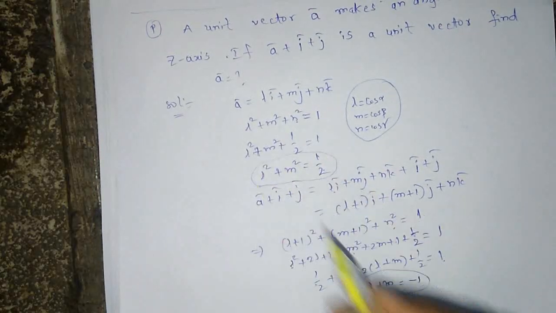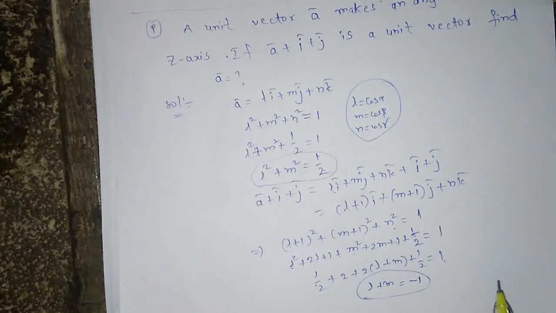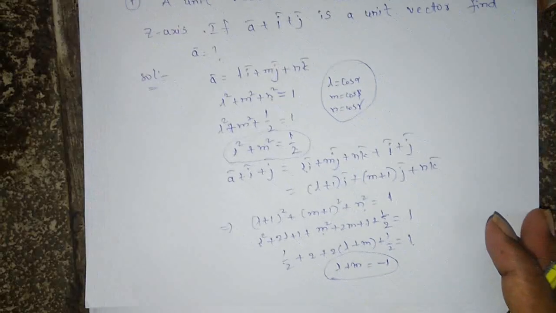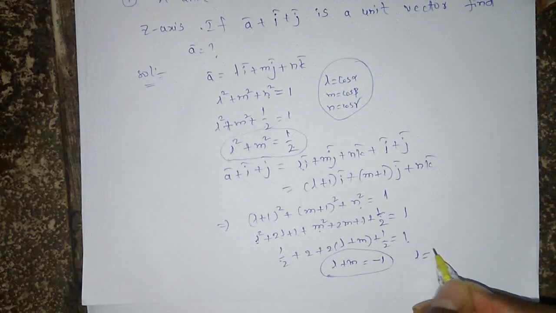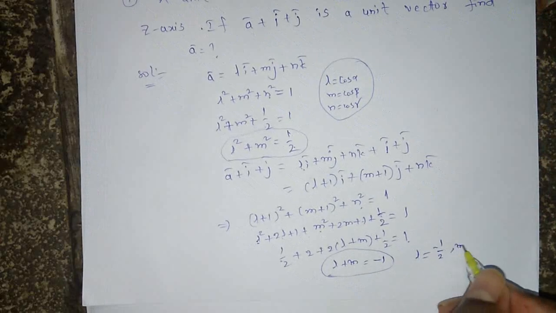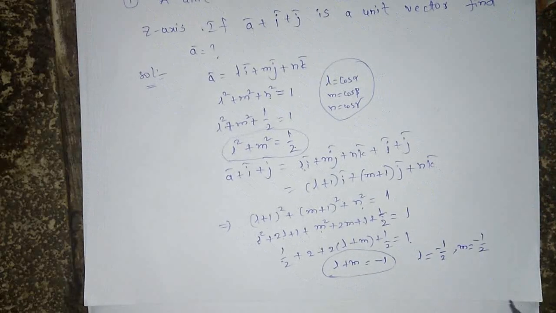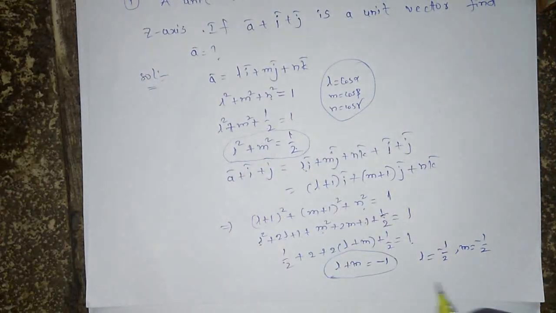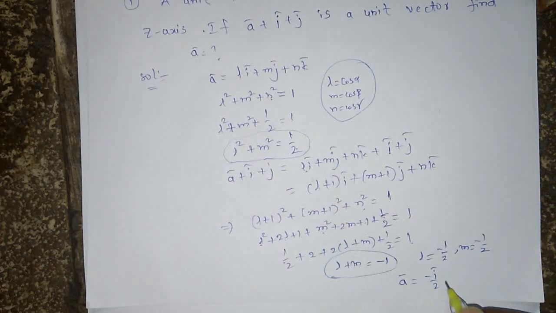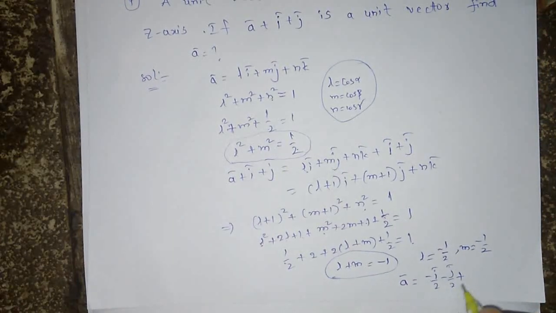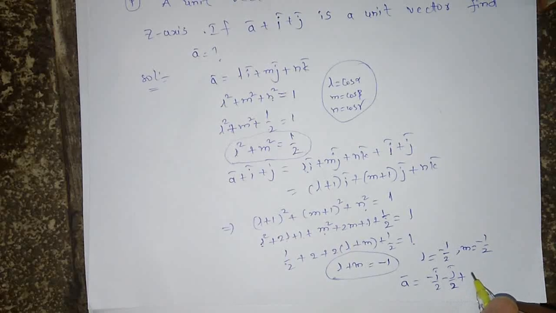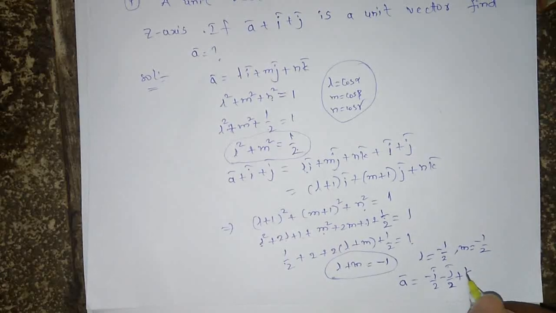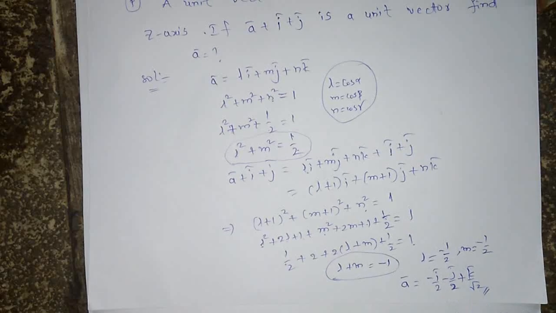L square plus M square is equal to 1 by 2. So from these two conditions you can directly tell that L is equal to minus 1 by 2, and M is equal to minus 1 by 2, which satisfies clearly. You can verify this. Therefore A bar is equal to minus i by 2 minus j by 2 plus, what is the third one, cos 45, that is k bar by root 2.